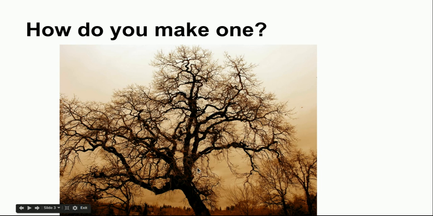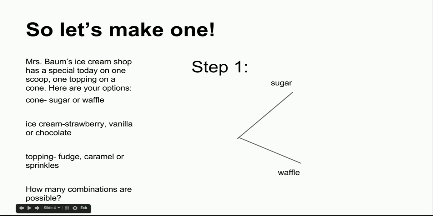Well, every tree starts with a seed, and then it branches out, and then there are branches that come off of the first set of branches, and so on and so forth. Tree diagrams are very similar. So let's make one. Here's a problem for you.